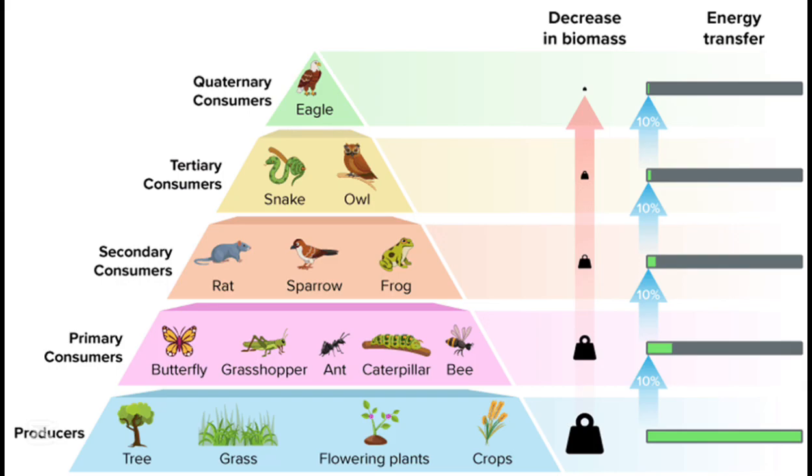Exactly. Plants are the primary producers. They turn sunlight into chemical energy. Then herbivores eat the plants, carnivores eat the herbivores, and so on. And each time energy is passed from one organism to another, some of it's lost as heat. So that's why food chains can't just go on forever. There's only so much energy to go around.